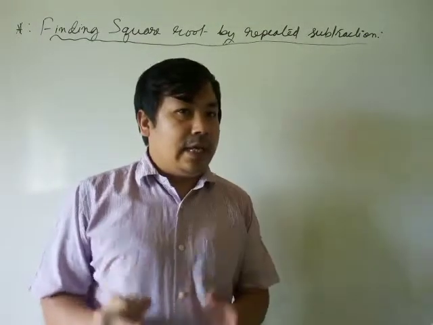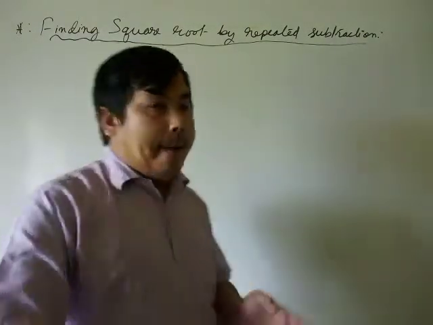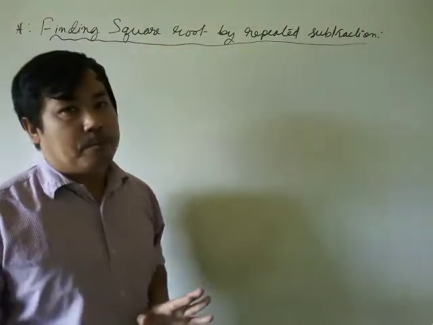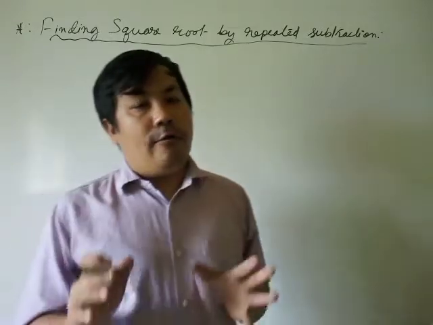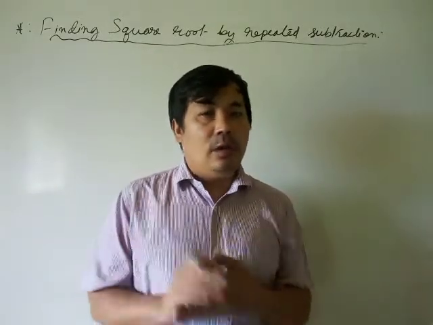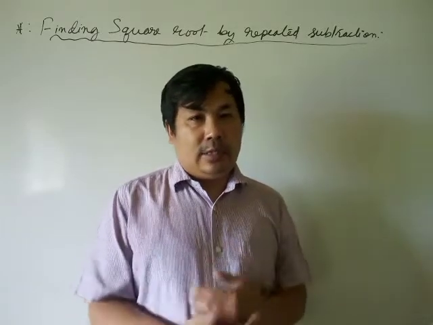So hello students, once again. Now the next topic is finding square root by repeated subtraction. How we can find the square root of a number by this method called repeated subtraction.